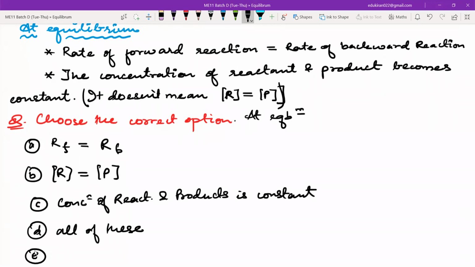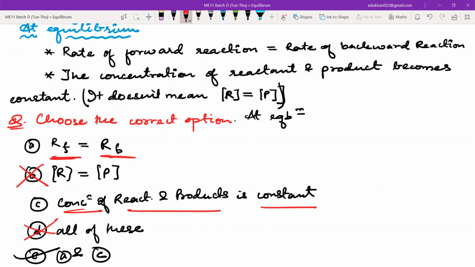If you have an option in which A and C are correct, you will take that option. Please remember that B is not a condition for equilibrium. So the correct option is A and C: rate of forward is equal to rate of backward, and the concentration of reactant and product is constant. Remember that reactants and products are not equal at equilibrium. Now I will represent the same things graphically.